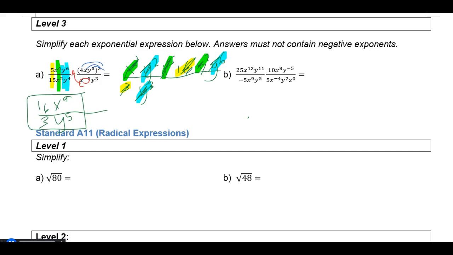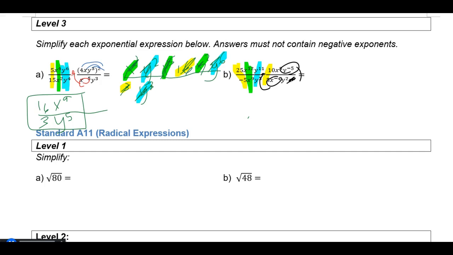Level 3, letter B. Simplify those. Ooh, I love a zero rule. Just cross it out. This y comes down. This x to the 4th comes up. Let's do, well, we can also simplify these x's with this one. Well, I'm not going to do that part yet. Oops. And then these y's. And then just rewrite.